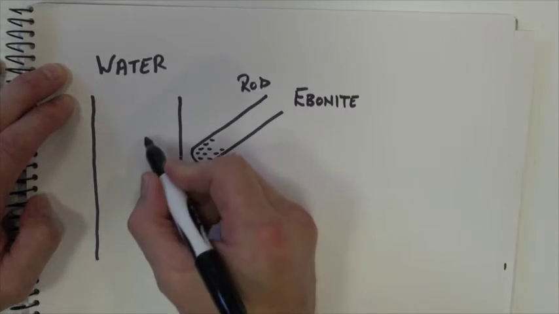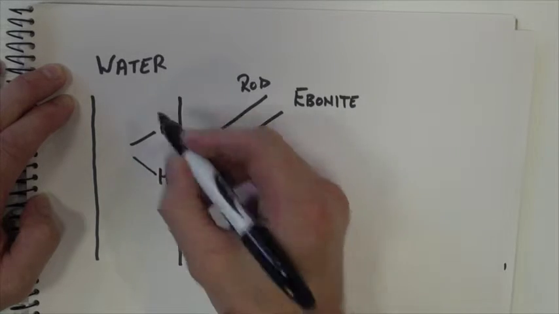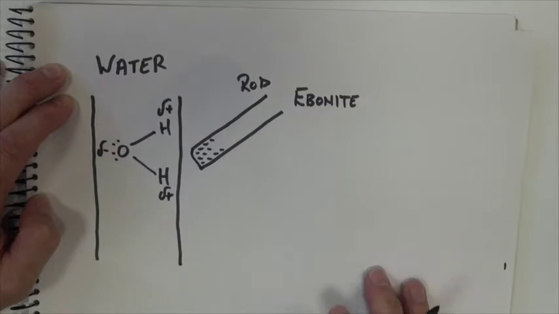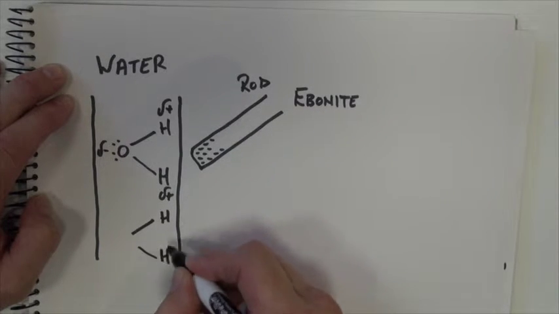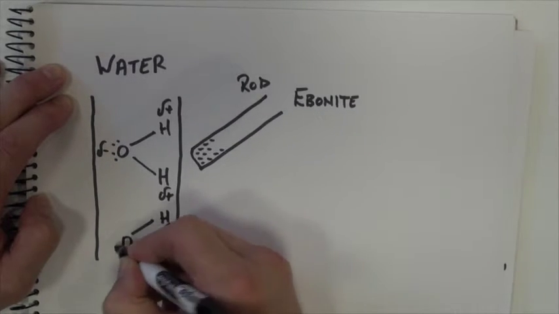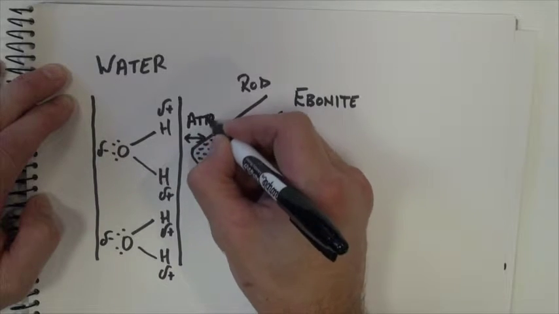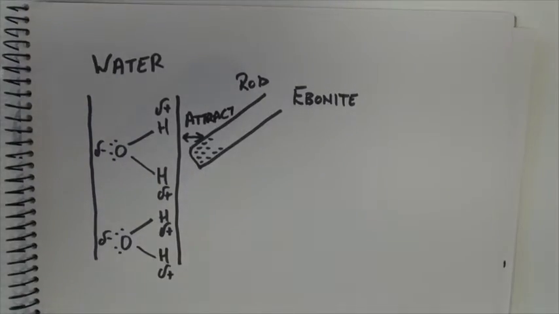There we go. Alright, now water is made up of H2O, as we know, and what happens is the electrons of the oxygen pull the negative charge towards it, making the hydrogens partially positive. This means that the hydrogen ends of the waters are attracted to the negative particles of the ebonite.